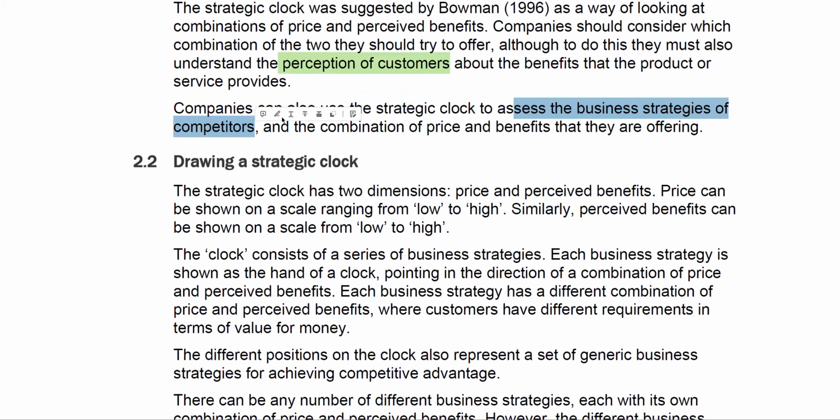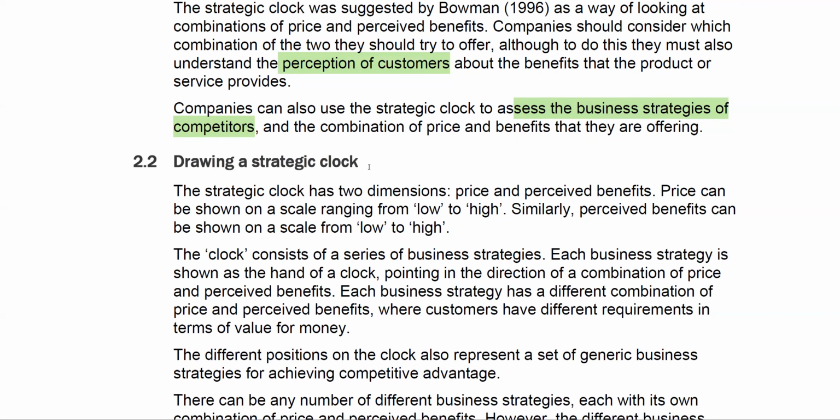Sometimes you may have a competitor in a case, and then you will need the strategy clock to assess what strategies, or what combination of price and benefits, they are offering, so that you can decide to benchmark your performance against that. Do you understand? So if they ask you why the strategic clock, it can be looked at as a way to find appropriate combinations of price and perceived benefit, and which combination you should try to offer, to understand the perception of customers.